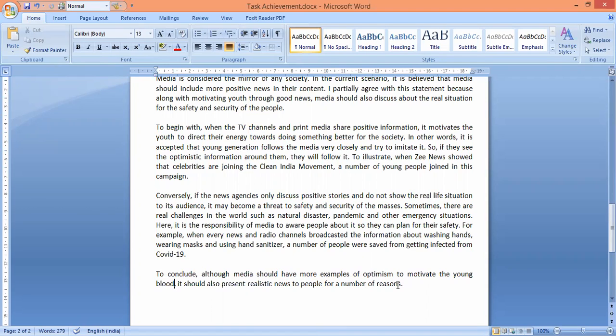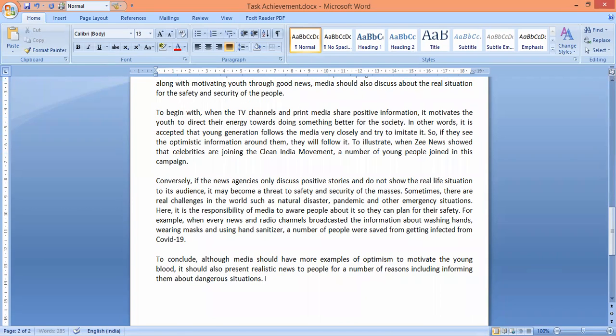It should also present realistic news to people, including saving, informing them about dangerous situations and the future. Media may think about having a kind of positive and clear news.